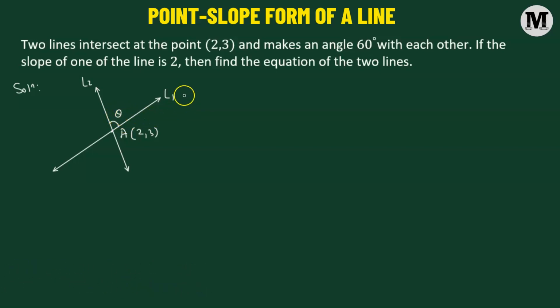Now, it's given here that one of the lines has a slope equal to 2. So let us suppose that line L1 has a slope given by m1. Let's say this is equal to 2. Now, our goal will be to find the equation of the two lines.